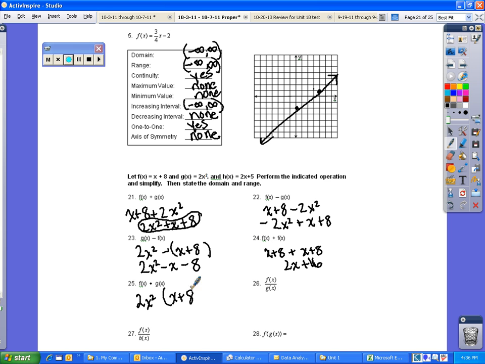And now I'm just going to distribute that 2x squared to the x and the 8. So 2x squared times x is 2x cubed. 2x squared times 8 is positive 16x squared.